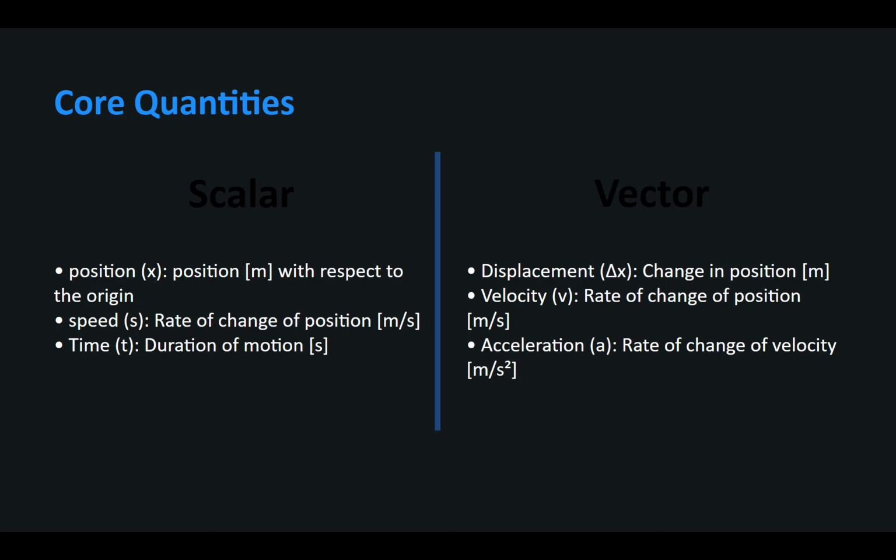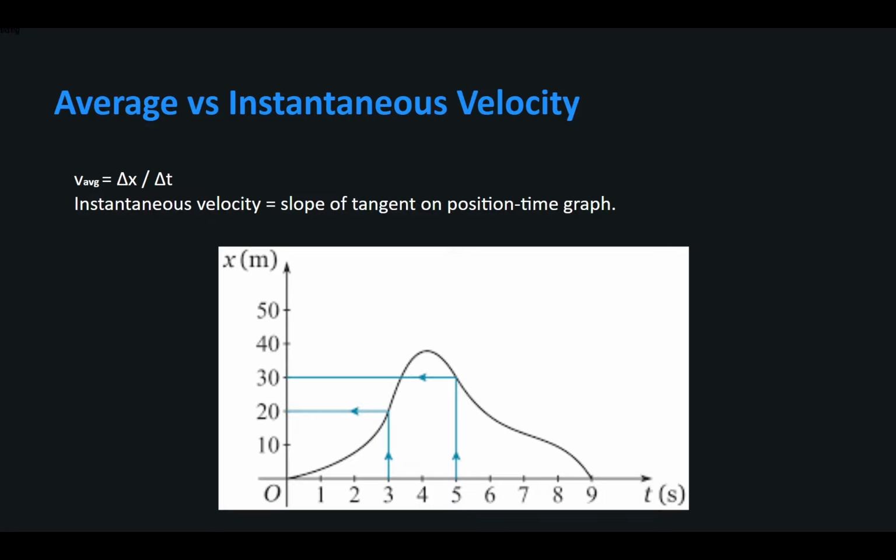Displacement can be 5 meters or negative 5 meters. The velocity can be 5 meters per second or negative 5 meters per second. And the acceleration can be 5 meters per second squared and negative 5 meters per second squared. As you can see, the main difference is that the vectors can be negative, indicating that they have a motion in the opposite direction of the origin. So main thing to remember is vector, a quantity that has both magnitude and direction, and a scalar has only magnitude but no direction. Average versus instantaneous velocity is something that is very important to know in kinematics.